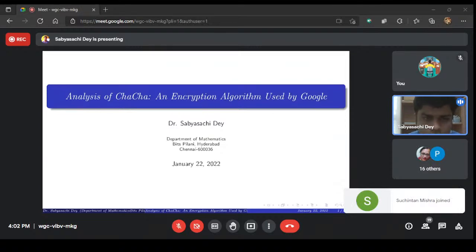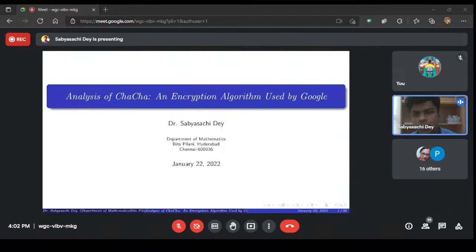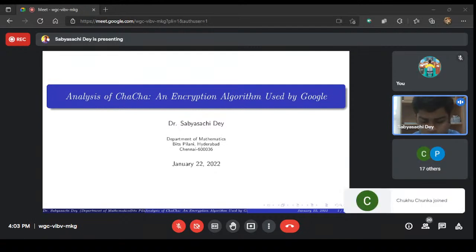So I'm going to talk about ChaCha. This is an encryption algorithm which is recently being used by Google. Those who don't know what an encryption algorithm is, for them I will at first give a brief idea. I think most of you know what an encryption algorithm is.